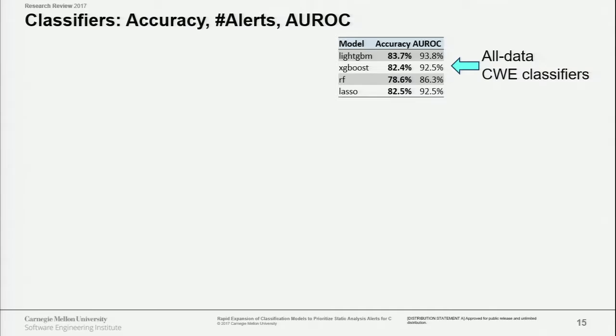Okay, now let's talk about the actual classifiers we've developed so far. So the first data you see on the slide is information about accuracy and area under the curve of all data CWE classifiers using 4 different classification methods. The accuracies here range from about 79% to 84%. So pretty okay accuracy. Our goal is still 95%, but pretty good.